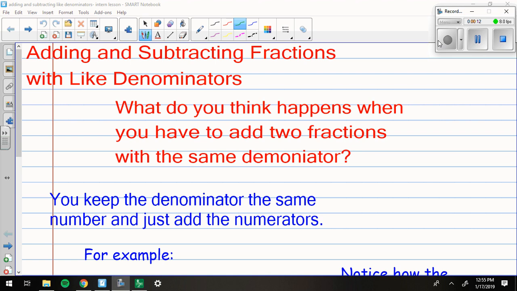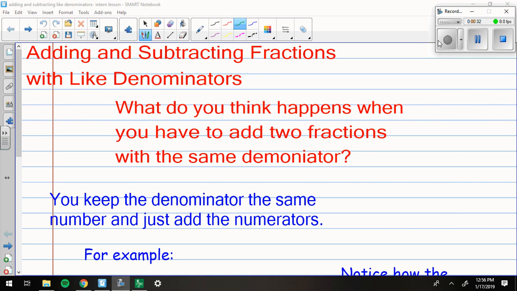And this is for a good topic too. Today what we're going to be talking about is adding and subtracting fractions. I know you've all been waiting for it. But today what we're going to focus on is just adding and subtracting fractions with like denominators, or the same denominator.